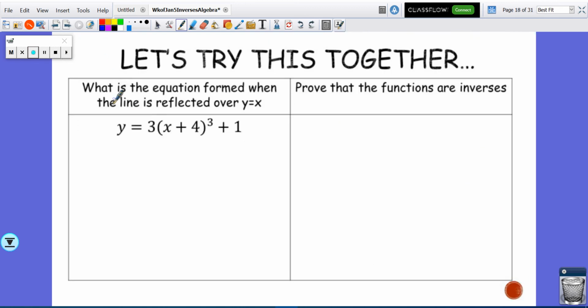All right, one more, and then you guys go ahead and do your practice. So it's the same question. What's the equation formed when the line is reflected over y equals x? So I'm going to find that, which is the same thing as finding the inverse.